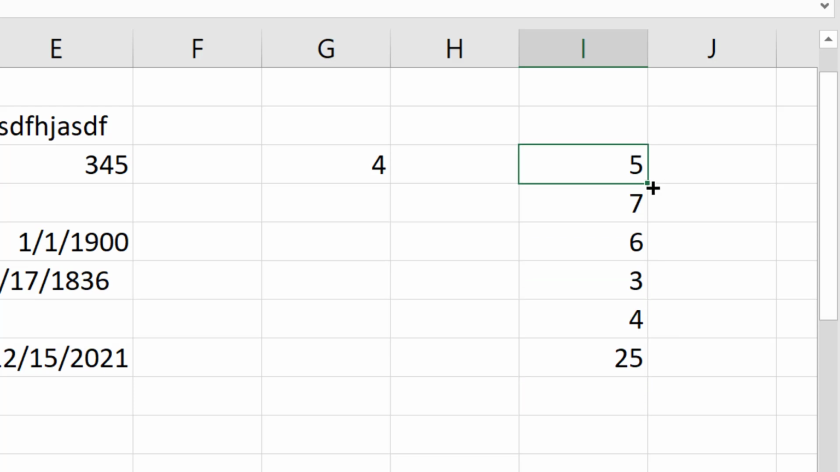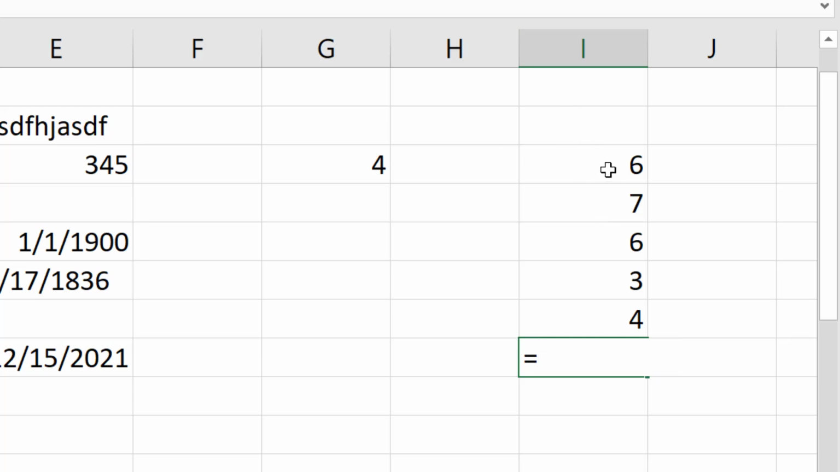The problem is if I change this 5 to a 6, my total of 25 doesn't change, and I would have to go into the formula and change that 5 to a 6. What we want to use instead is cell references. So instead of saying equal to 5 plus 6 plus 7 plus 3 plus 4, I'm going to say equal to, and then I want to use the cell reference where the 6 is, which is I4.